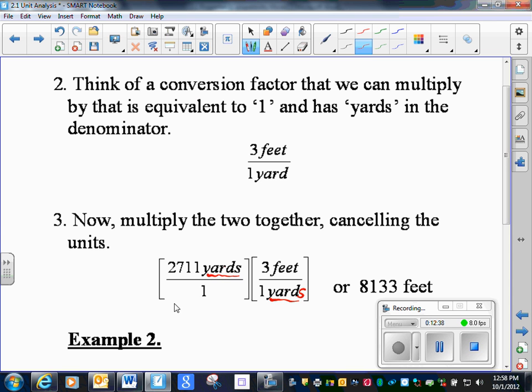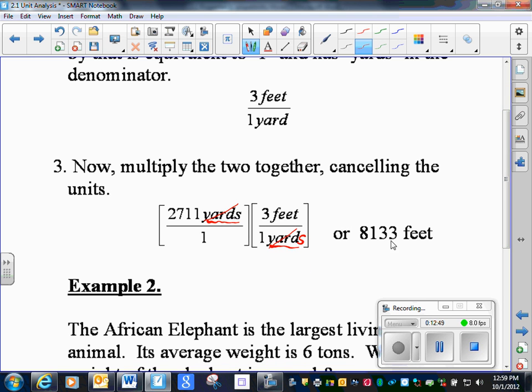So I now have a multiplication problem. I can cancel out my yards and yards. I can multiply straight across, and now I end up with 8,133 feet. That's the unit that's left, which is what I wanted.